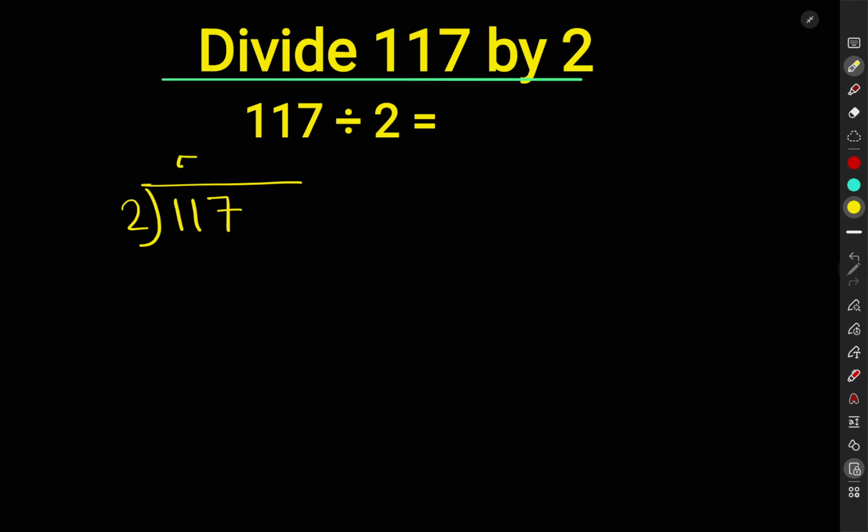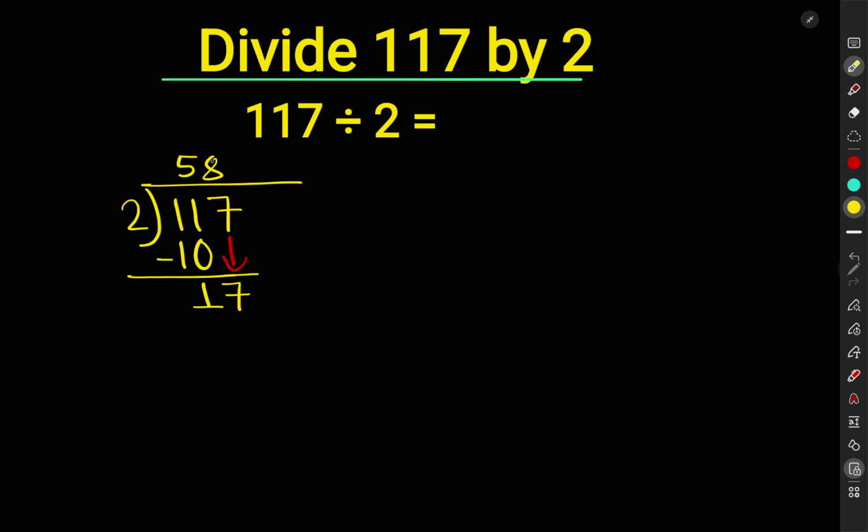So 2 times 5 means 10. On subtracting we get 1. So now this 1 is less than 2. So we bring down the number beside this, 7. So now it became 17.